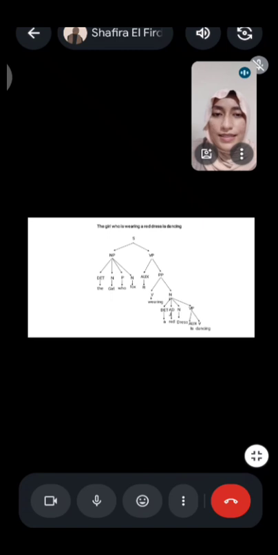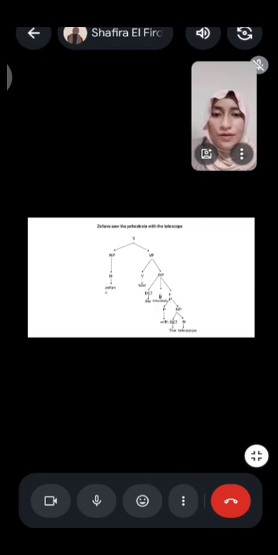Subject, noun phrase. Determiner is the, noun is girl, pronoun is who. Verb phrase, auxiliary is, verb wearing, noun phrase. Determiner is a, adjective is red, noun is dress. Verb phrase, auxiliary is, verb dancing.